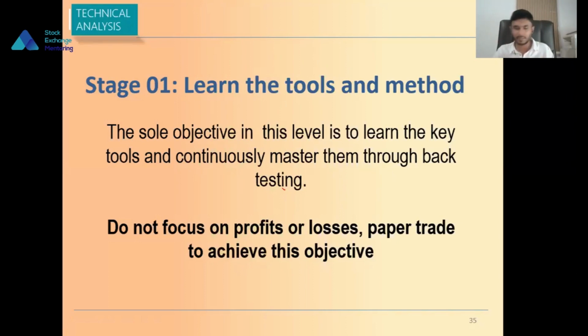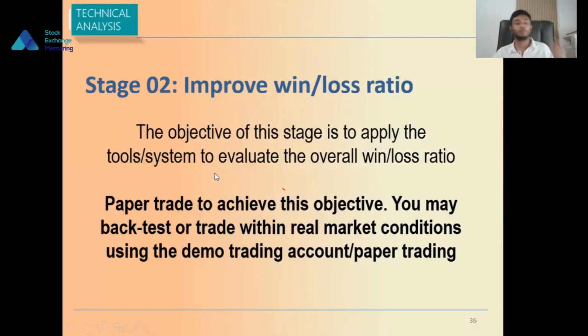Try to paper trade. Since we don't have demo trading facilities, you can mark your trades on paper and see whether those trading decisions were right or not. You can test yourself. That is stage one. Once you are comfortable with the tools and the techniques you are using, then you can go to the next stage: improve your win-loss ratio.